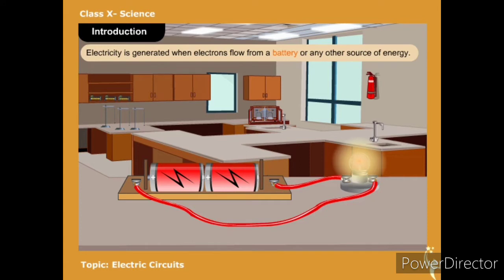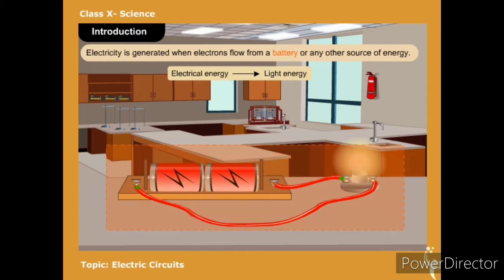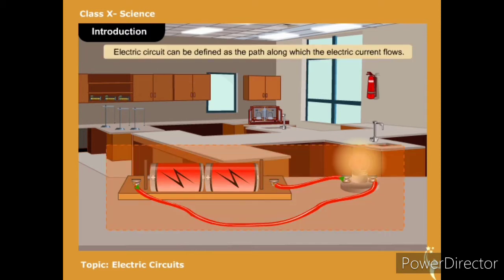What we saw now is the transformation of electrical energy into light energy. That is, the electrical charges flowed from the battery through the wires into the bulb along a set path called a circuit. Thus, an electric circuit can be defined as the path along which the electric current flows.